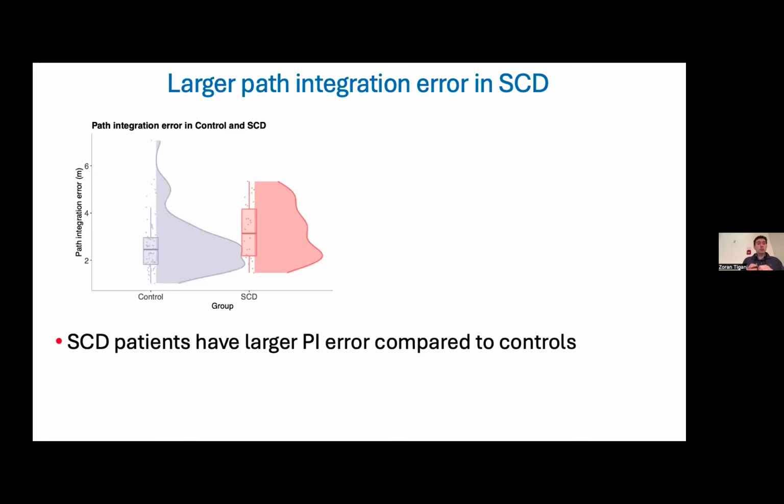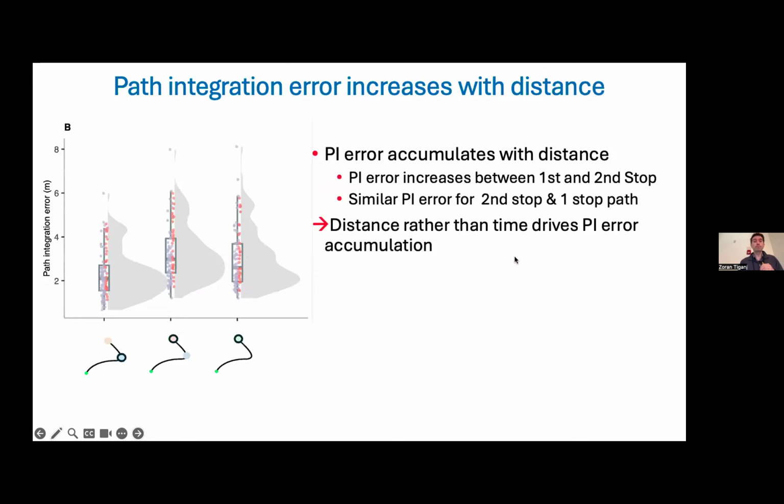Now, to the results, behaviorally, there was a difference between the subjective cognitive decline participants and the control group in terms of the path integration error. So the SCD participants had larger path integration error. This error increased with distance. So the first stopping point, which is closer to the start location, it was lower. At the second stopping point, it was larger. It didn't differ whether the path itself had two stopping points or one.